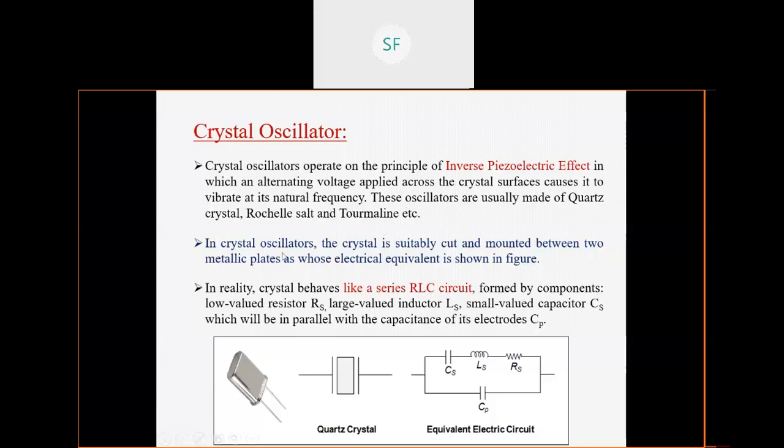Now in crystal oscillators, this is the practical form. This is how a crystal oscillator practically looks like. If you observe the Arduino board or microprocessor board, you will have seen it.